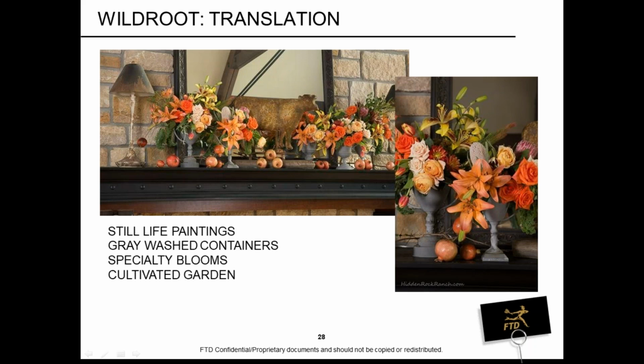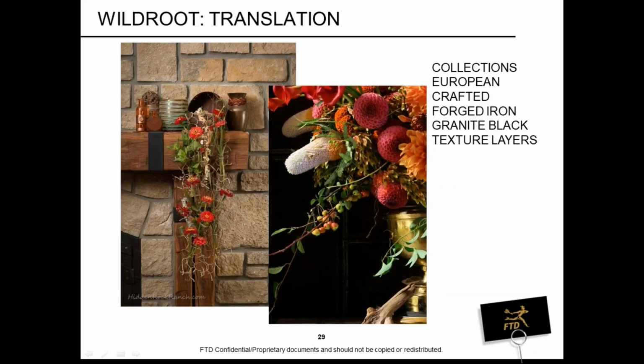Again, still life paintings, it comes back to almost that Dutch master feeling that we want all these intricate blooms being brought together. The hybrid lilies, the bicolor lilies. You can see the gray wash containers brought into play here, and those specialty blooms. And I want to say cultivated garden, fruits and vegetables and produce are going to play an important role in WILDROOT. And looking at the flower wall that's been so popular, what's the next best step?